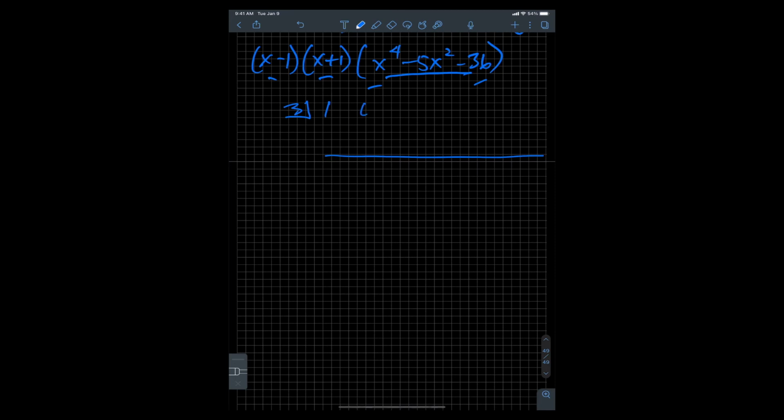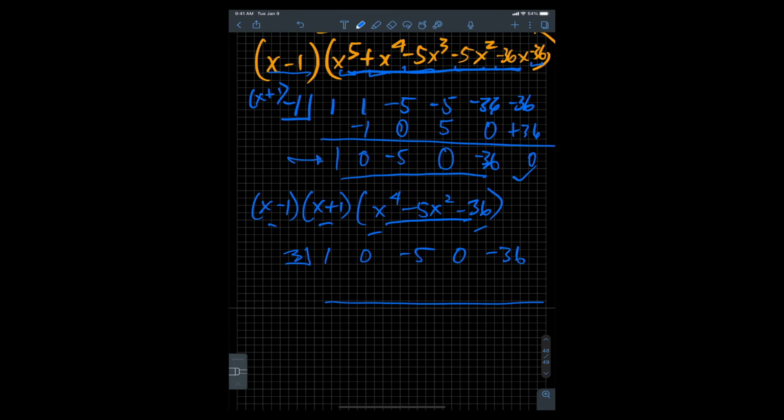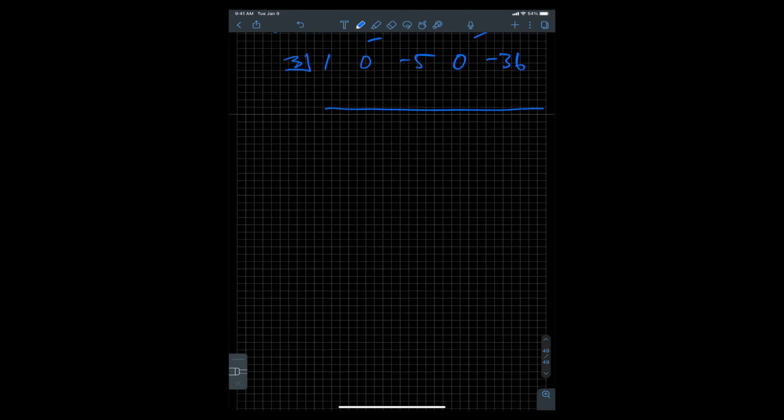So 1, remember the 0 terms, -5, 0, and -36. The 0 terms exist up here, right? So that should be clear. Bring down the 1. 3 times 1 is 3. Add, 9, 4, 12. Ooh, it's going to work. 3 times 12 is 36. I got lucky.